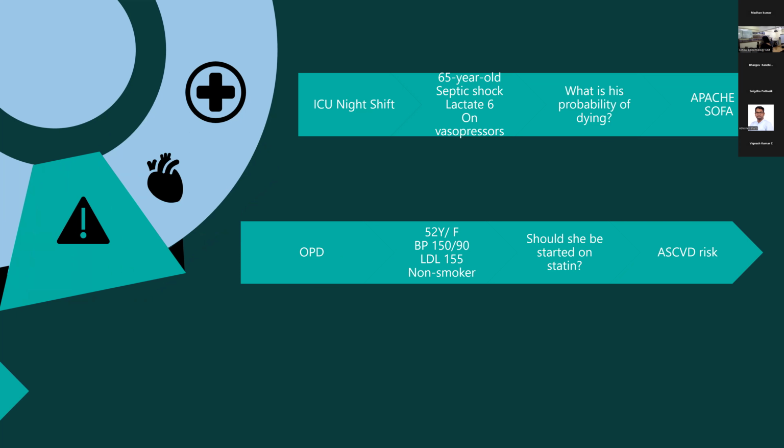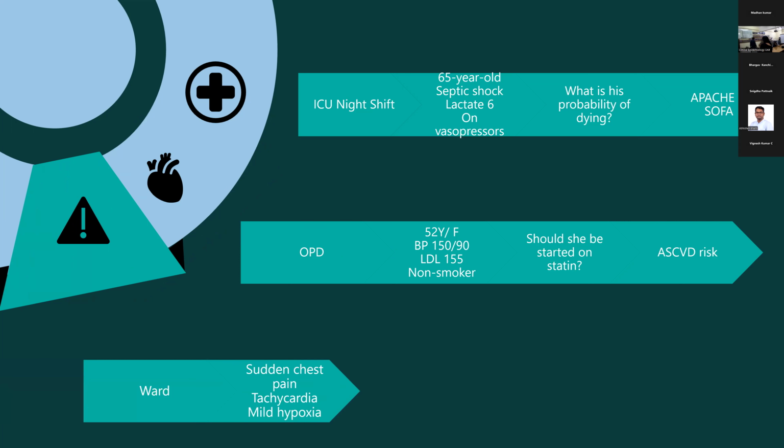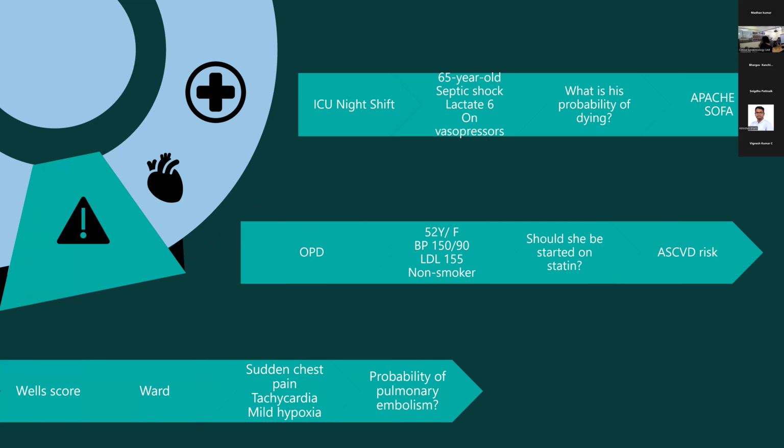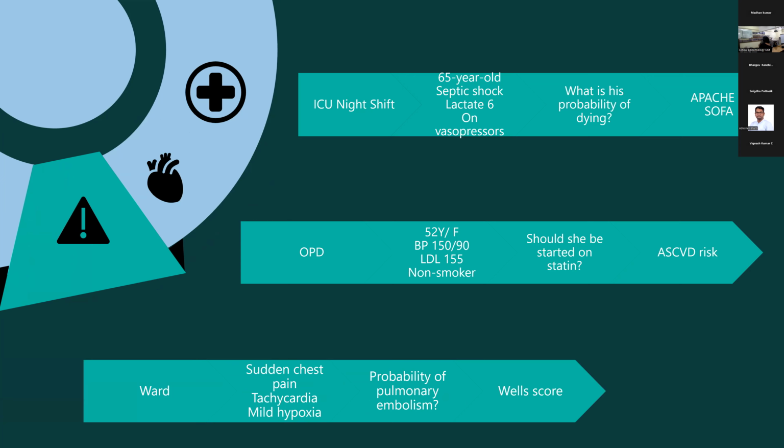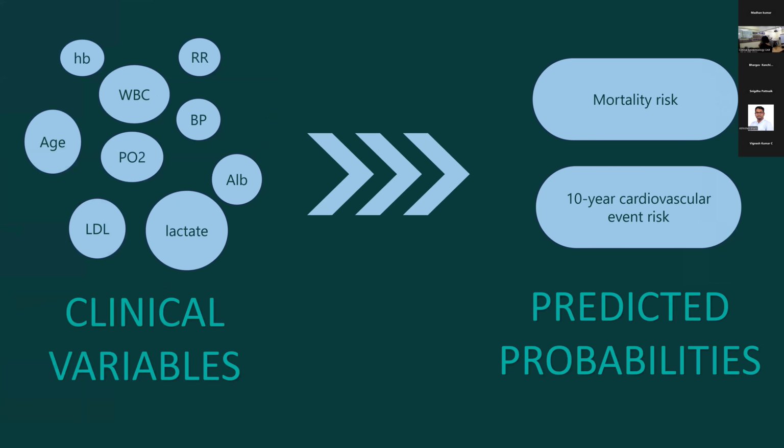Similarly, you're in a ward and a patient develops sudden chest pain with tachycardia and mild hypoxia. The worst thing is you're worrying, is it a pulmonary embolism? So use something like the Wells score. So APACHE II, SOFA, ASCVD risk score, Wells score. What are all of these? These are basically some risk prediction scores.